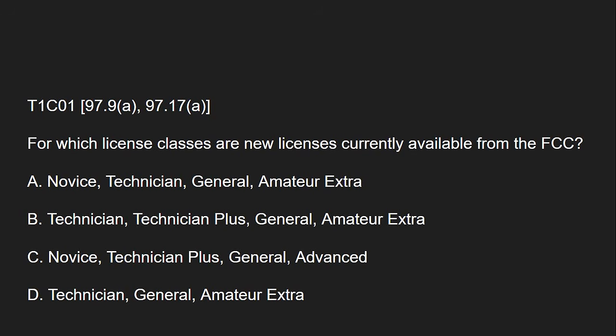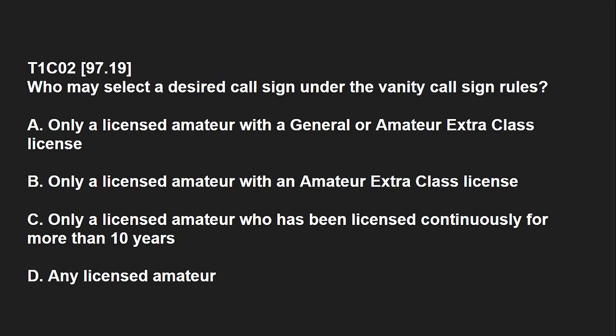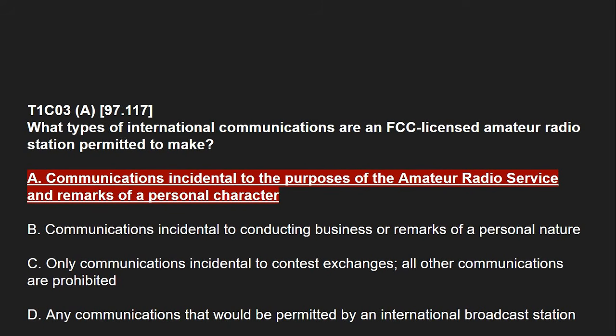T1C01 says, for which license classes are new licenses currently available from the FCC? And that answer is technician, general, and amateur extra. Those are the only current licenses being issued. T1C02 says, who may select a desired frequency or desired call sign under the vanity call sign rules? Any licensed amateur. T1C03, what types of international communications are an FCC licensed amateur radio station permitted to make? That answer is communications incidental to the purpose of the amateur radio service and remarks of a personal character.